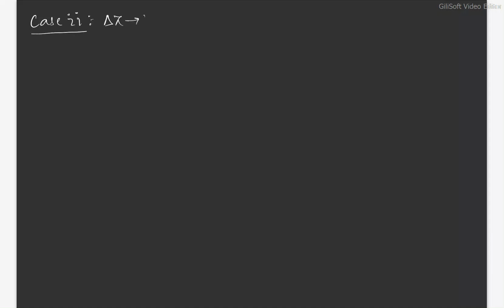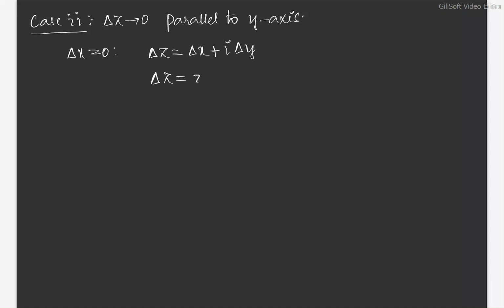Now consider case 2. Delta z approaches 0 parallel to the y-axis. In this case, delta x equals 0. So delta z is delta x plus i times delta y. As delta x equals 0, we get delta z equals i delta y.